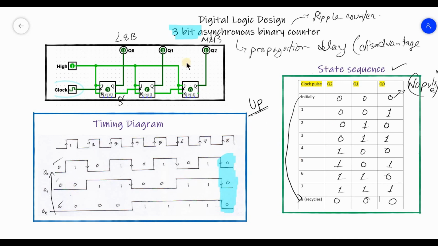I hope you could understand how the 3-bit asynchronous binary counter is designed, why there is a propagation delay due to the dependency of the clocks, and how the sequences are generated and finally recycle to the initial position. You can refer to our Logisim tutorials of the counters from our playlist available on our channel, and then you will also get a practical idea about it.